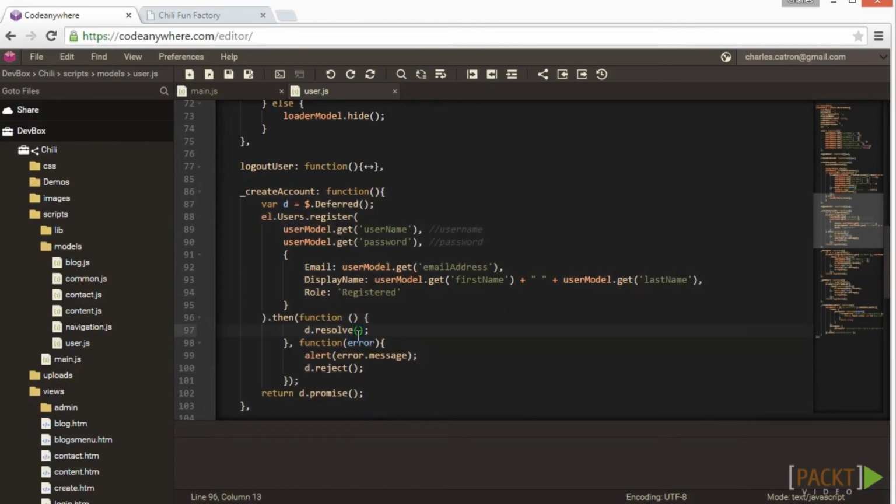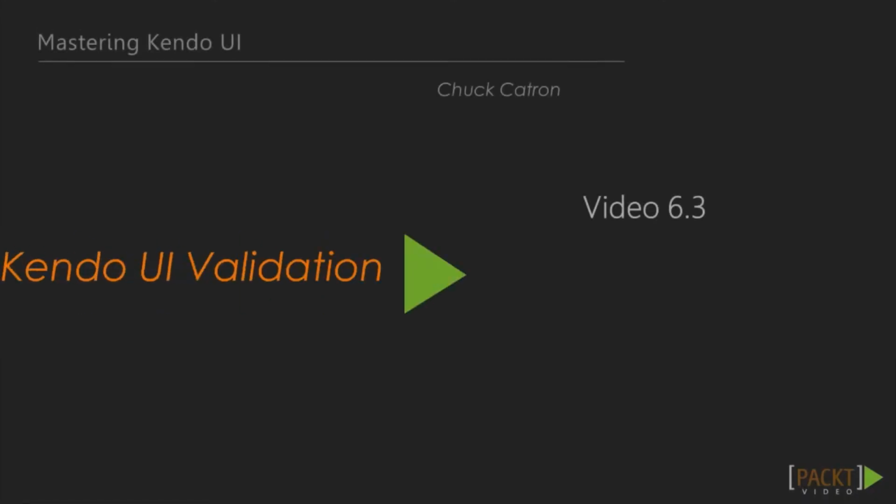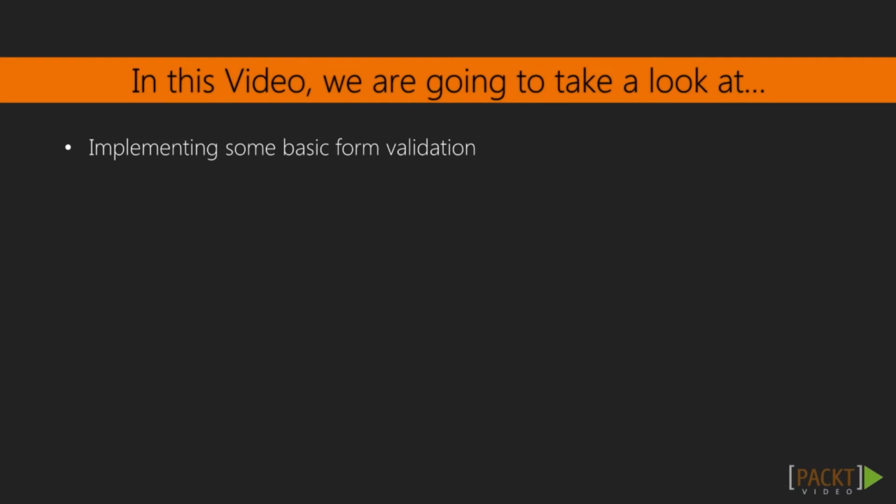In this section, we updated the Kendo UI user model for the MVVM portion of our form. Next, we will be going over Kendo UI validation and some tips for using the validation to control user input. In the last video, we created a Kendo UI model for the MVVM portion of our form. In this video, we are going to be implementing some basic form validation.